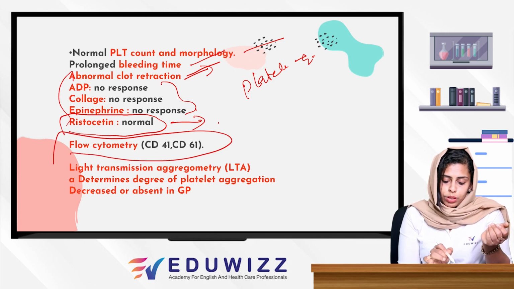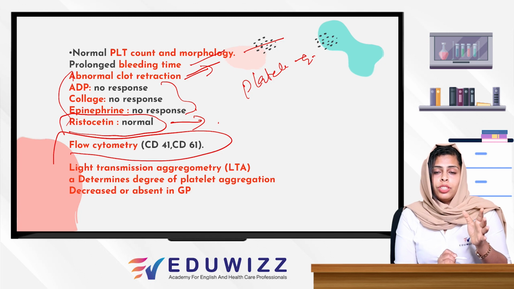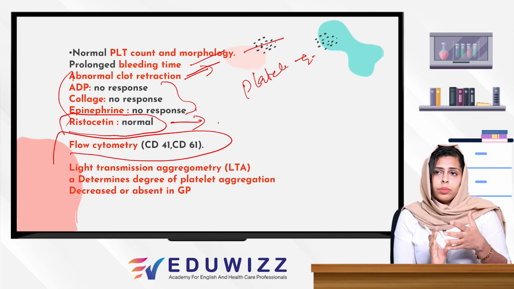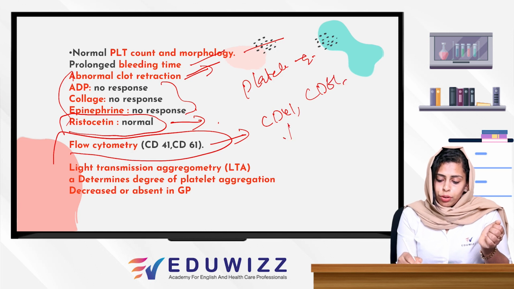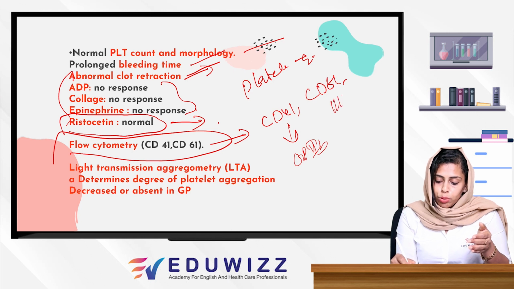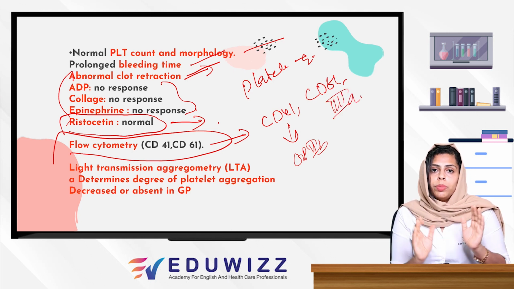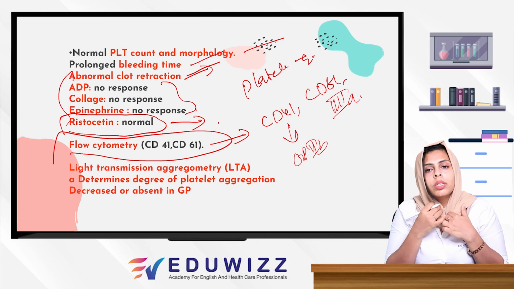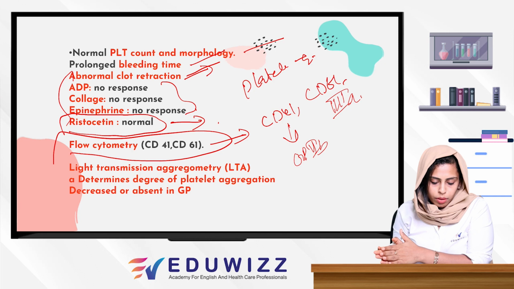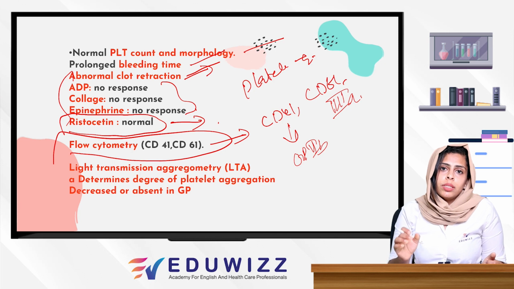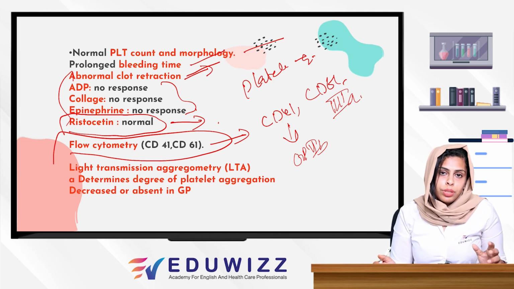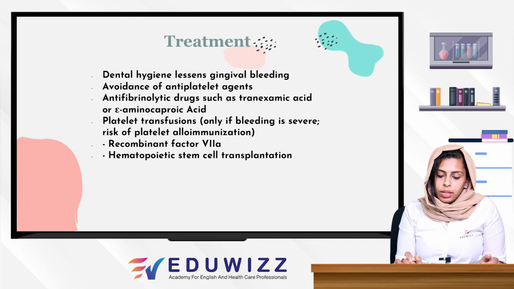And also flow cytometry and light transmission aggregometry (LTA) are advanced laboratory tests. In flow cytometry, there is a deficiency of CD41 and CD61. CD41 is glycoprotein 2B and CD61 is glycoprotein 3A. So these should be deficient in flow cytometry, or there is a defect in these clusters of differentiation. Light transmission aggregometry is also an advanced level of diagnostic for Glanzmann thrombasthenia.